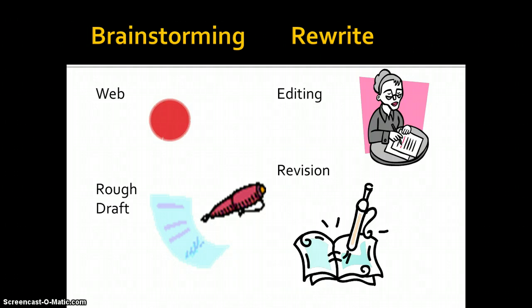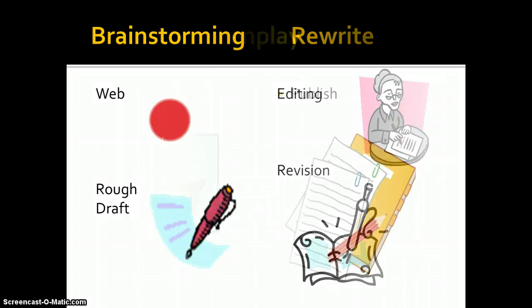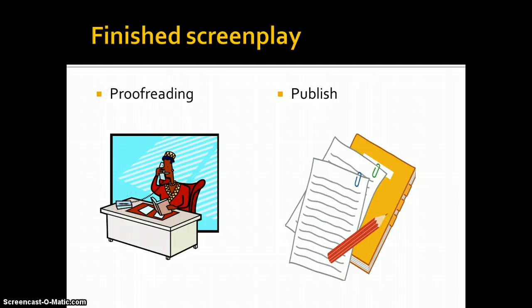They write up their rough draft. Their rough draft is edited, then revised and rewritten until finally they do their final proofreading and publish their work to make a finished screenplay, which they will go on to use when they do their film.